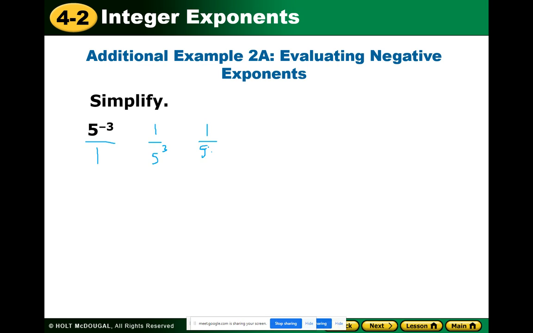So that means 1 over 5 times 5 times 5. Do we all agree? And then 1 over 125 when I multiply all those out, right, Connor?